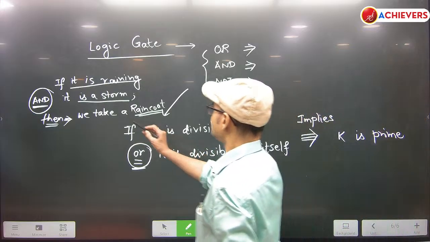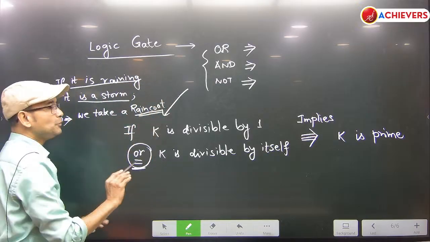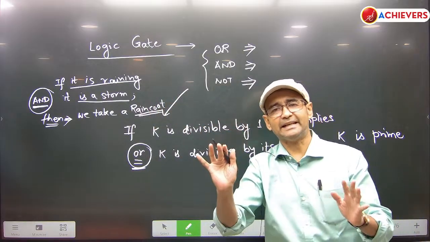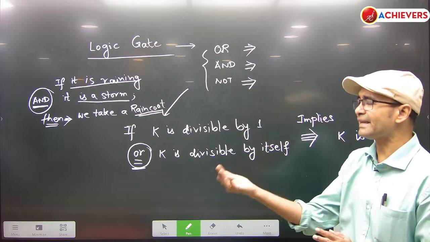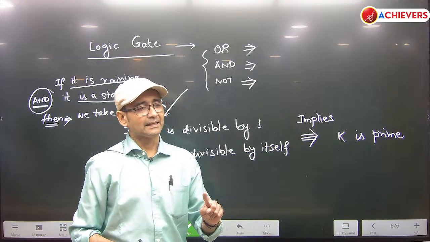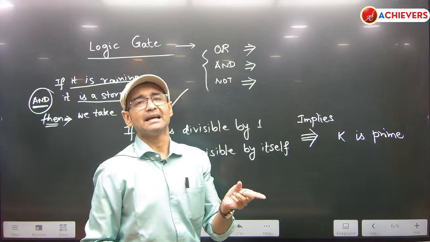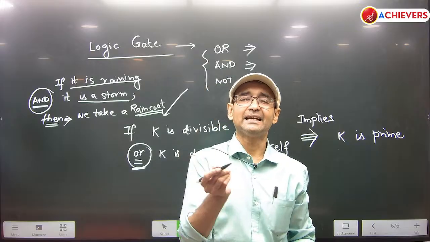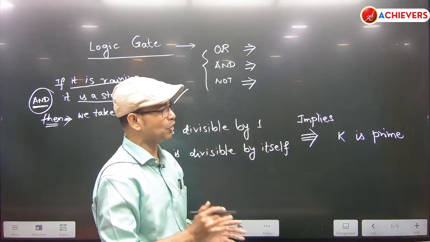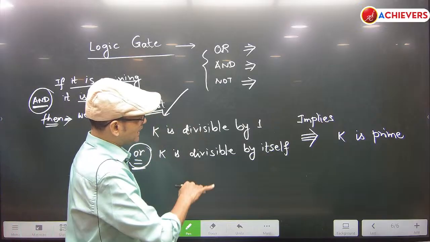So, AND, OR and NOT gate: if it is not raining, we will not take an umbrella. Here, that is the NOT logic gate that we are applying. Any of these three logic gates can be represented with two universal logic gates, the NAND gate and NOR gate, that is, not-and and not-or. We will have the concept of NAND and NOR logic gates, the universal gates, in the next class.